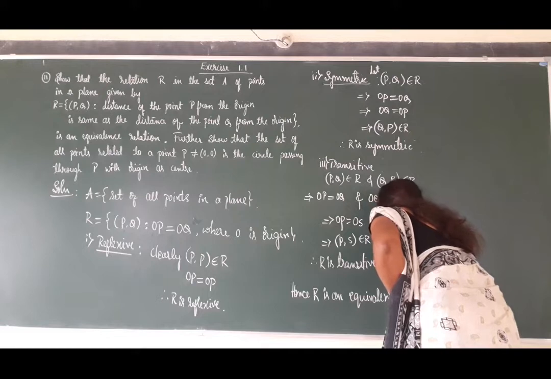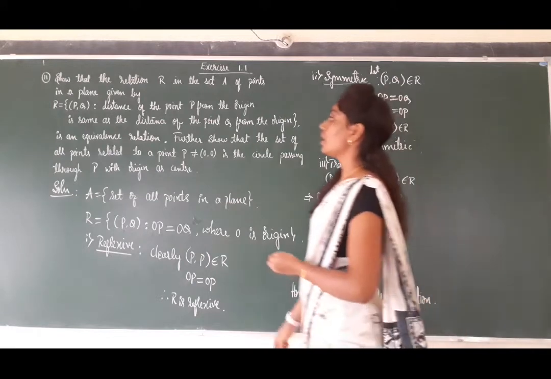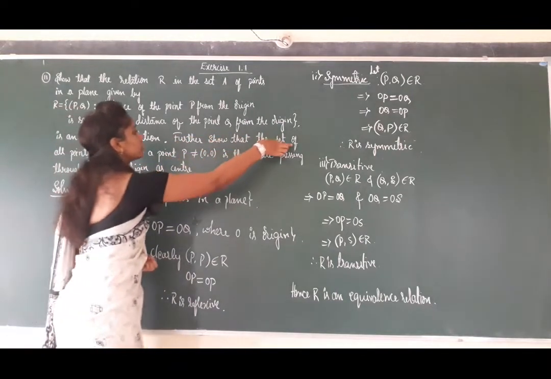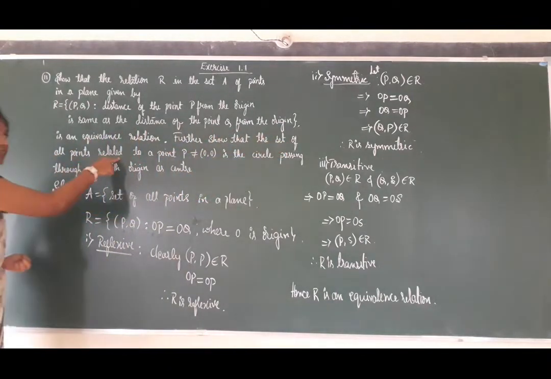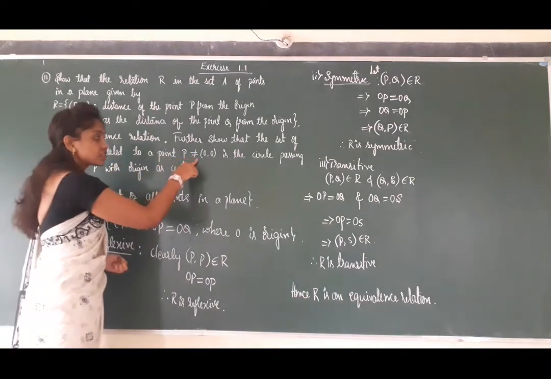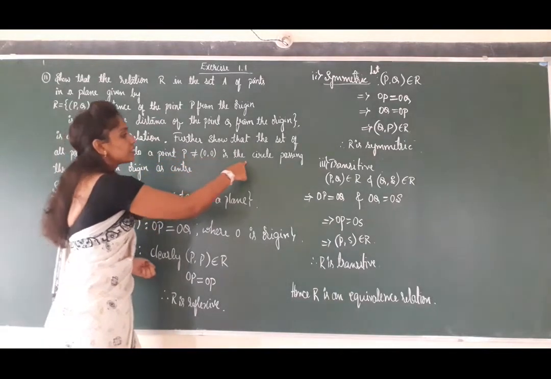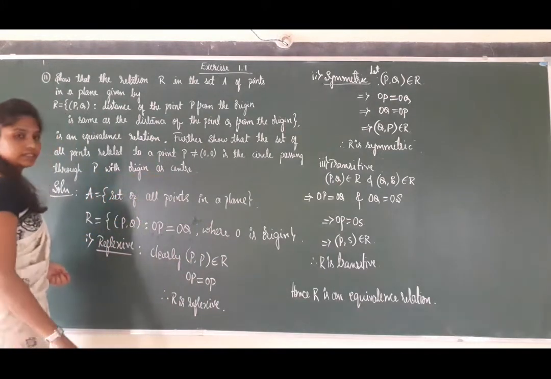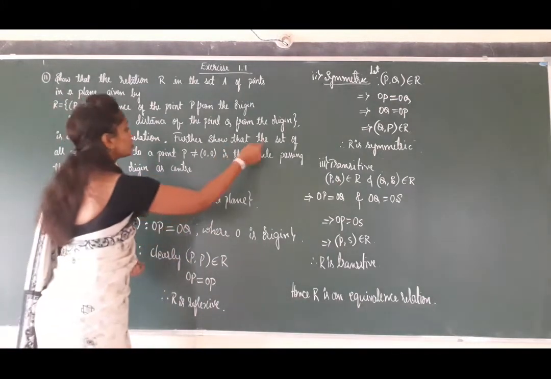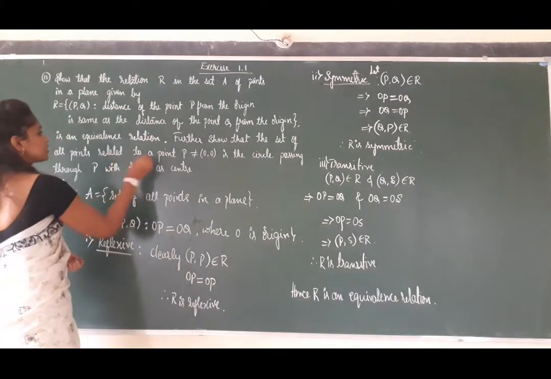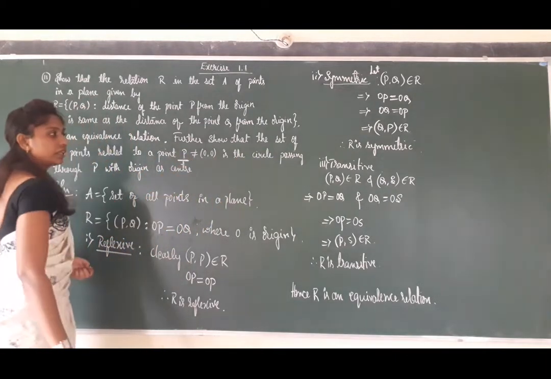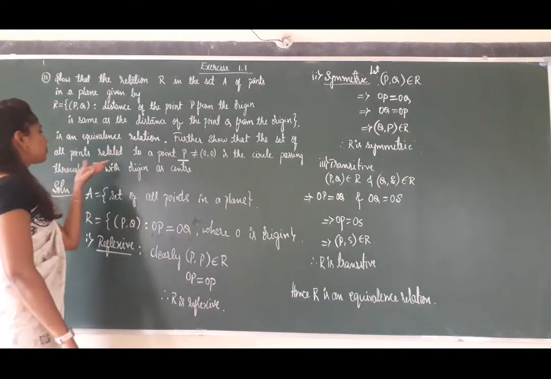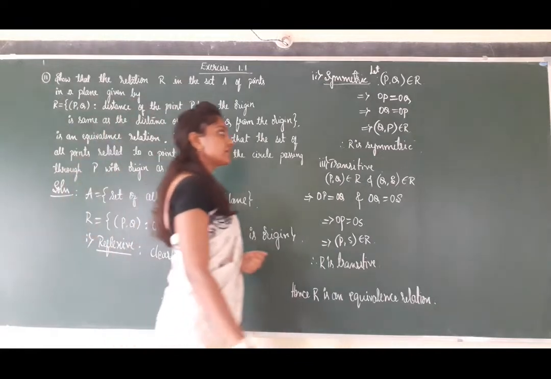Equivalence relation. The additional point of this question is to further show that the set of all points related to a point P, which is not equal to (0, 0), is the circle passing through point P with origin as center. That means we have to show that the set of all points related to the point P is the circle. That circle is passing through the point P with origin as center.